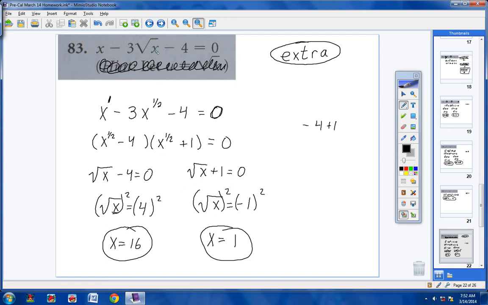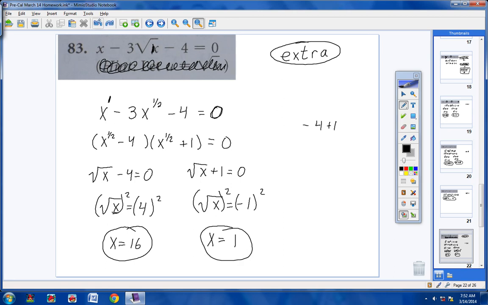So real quick, if I put a 16 right here, the square root of 16 is 4. 4 times negative 3 is negative 12. I have a 16 right here. 16 minus 12 is 4. 4 minus 4 is 0. So the 16 worked fine.